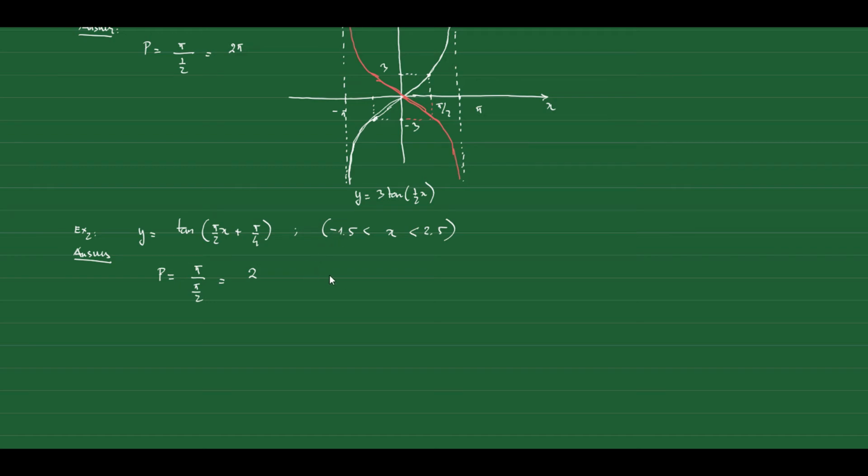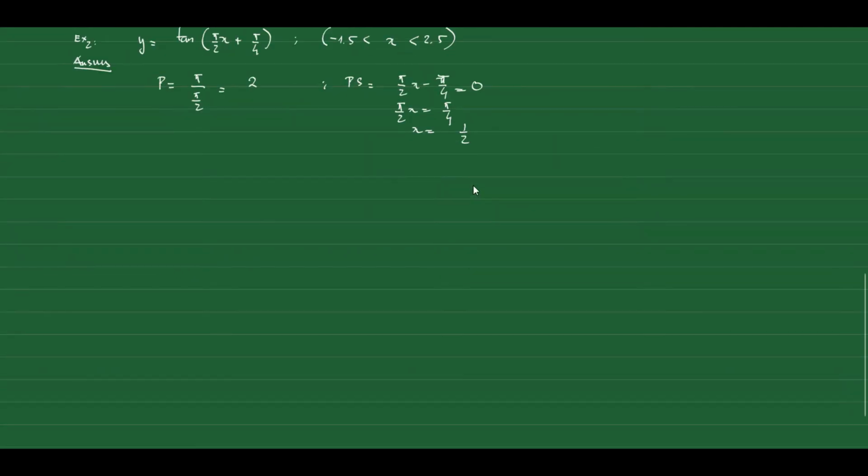And the phase shift, well, we can calculate the phase shift: pi over 2x minus pi over 4 equal to 0. So pi over 2x equals pi over 4. So x is half. It looks like it's going to move to the right half of a unit. Again, we just go ahead and sketch the parent function first.